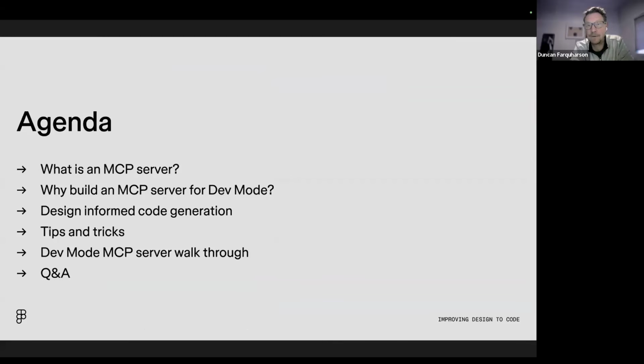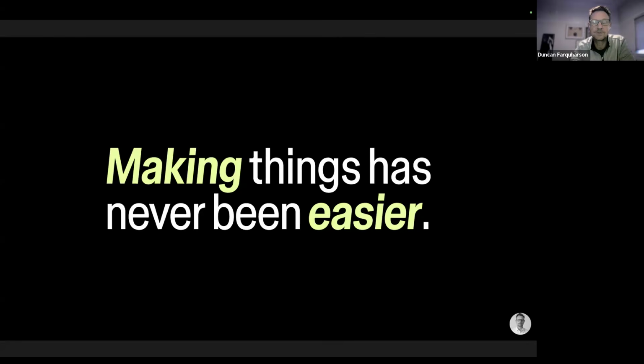We're going to talk a little bit about what is an MCP server, why we went ahead and built this. We're going to take you through the key aspects around how we think about design-informed code generation. Oscar's going to go deep and share a bunch of tips and tricks on how to best optimize working with the MCP server. We're also going to dive into a walkthrough of how it actually works. And then we'll hopefully have a bit of time for Q&A. So without too much more ado, we'll dive into everything.